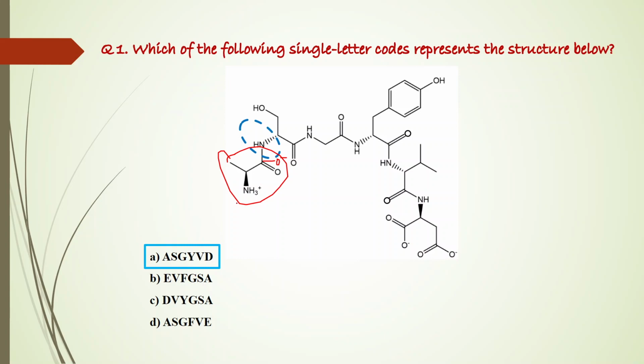So what amino acid is this? NH2, C, COOH, and there is one CH3. So basically it is alanine. What is the single letter code for alanine? That is A. So the first one will be A. Similarly, we have to move to the second amide bond and break it there.